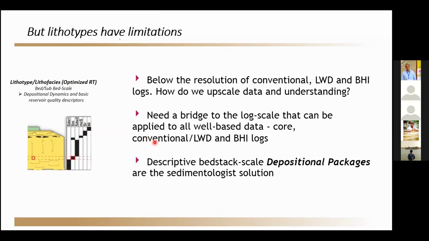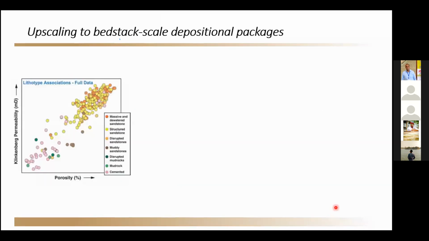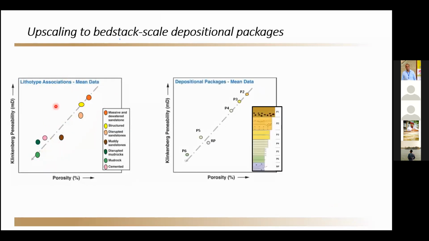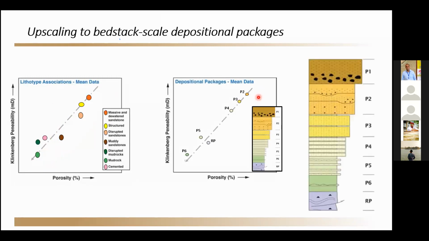So I am making another descriptive bed stacking known as a depositional package. My depositional package is the genetically related types of petrotypes that have the same depositional criteria. I have upscaled my lithotypes. This is my lithotype upscaled into depositional packages. So these depositional packages are genetically related and contain many kinds of lithotype which have the same reservoir quality characteristics, which address all the factors controlling the reservoir quality, whether these factors are depositional or diagenetic.